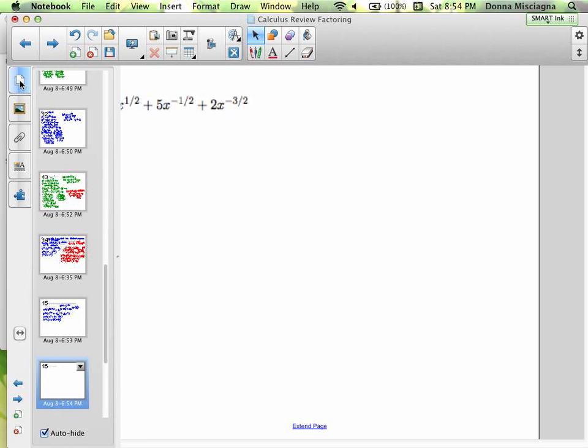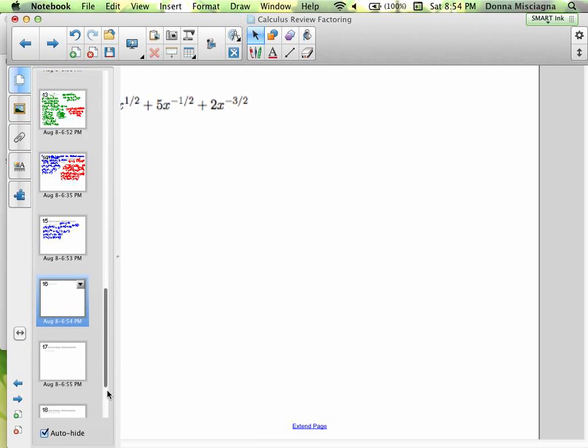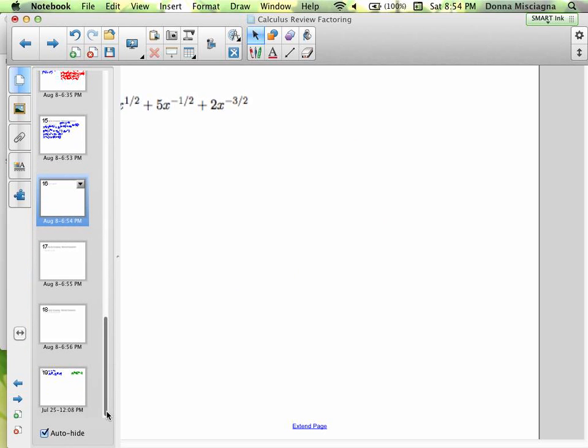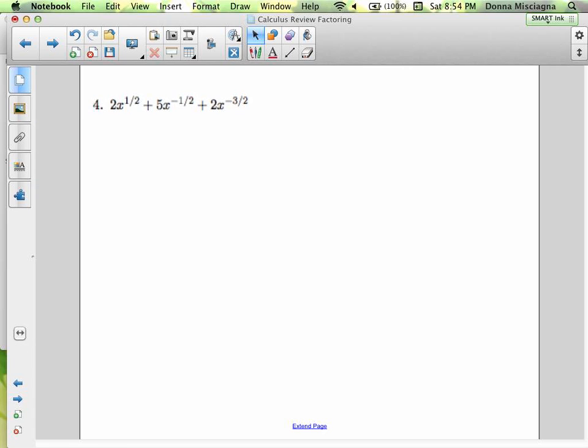By the way, how many more of these do I have? We've got 4 screens. All right, let's see how fast we can do. All right, what's the greatest common factor? Who's the smallest? All right, it's going to be x to the negative 3/2.